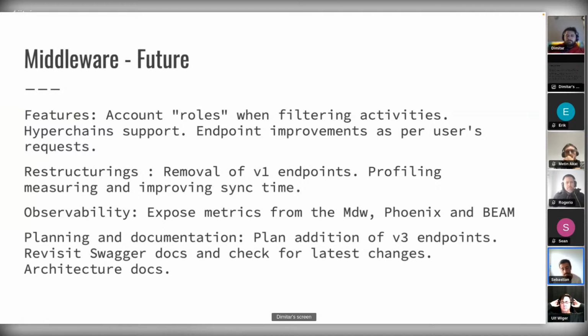Then we're going to revisit the Swagger documentation, make sure it's updated. And then there's also the architecture documentation on the repo itself, which is quite outdated, and we haven't updated it. So we're going to work on that as well, so that people that want to contribute to the middleware can also do that easily by reading the architecture docs. And we want to welcome the community to also contribute to the middleware and interact with it and so on. So that's the plan.